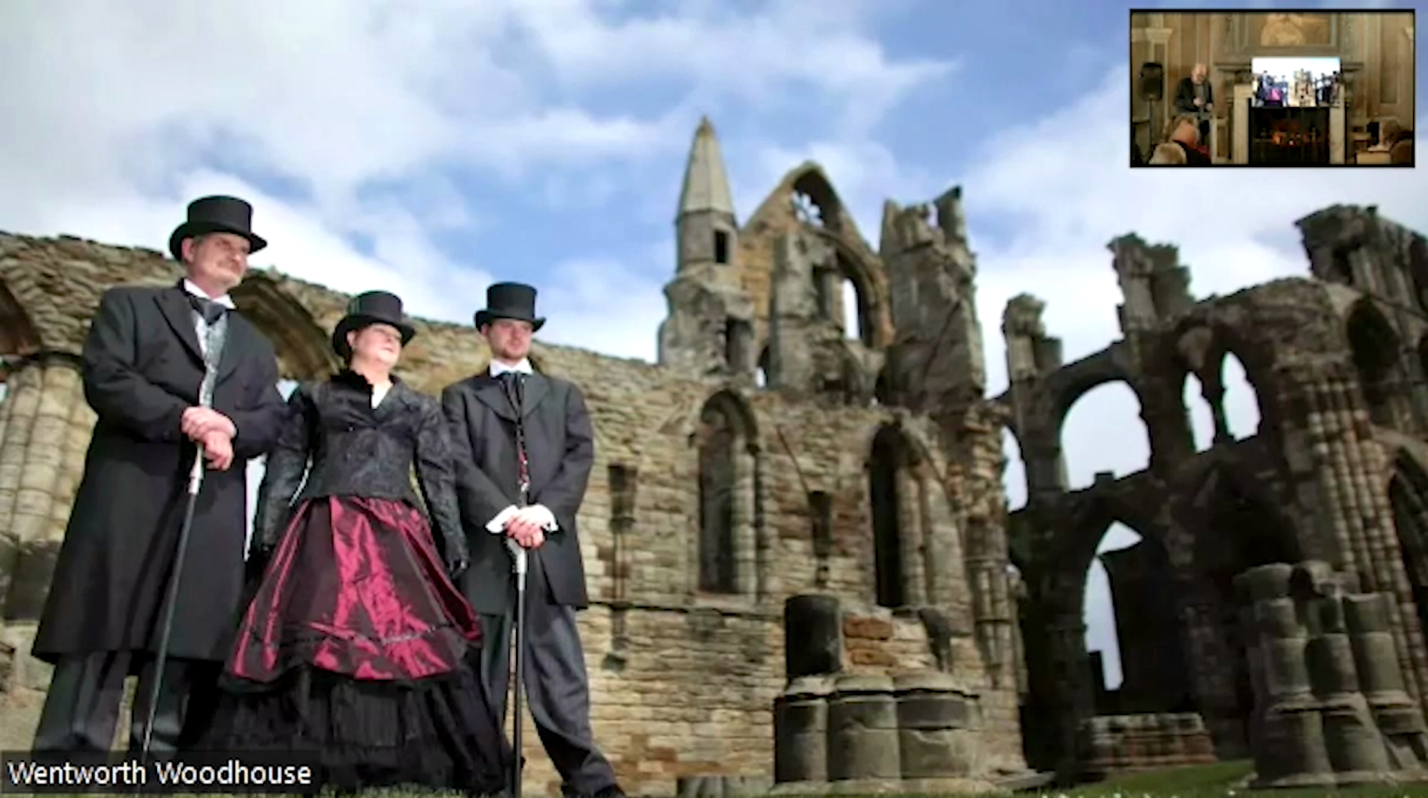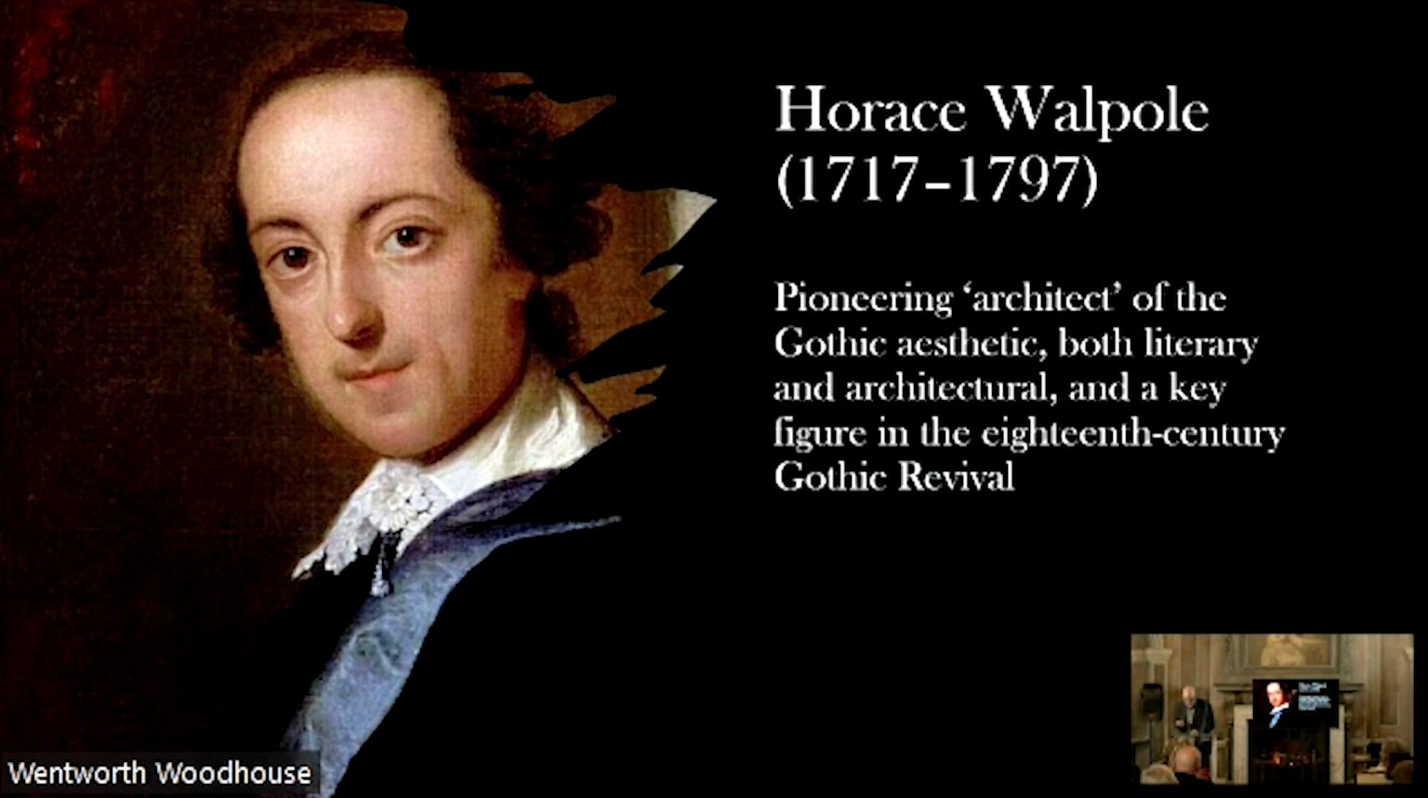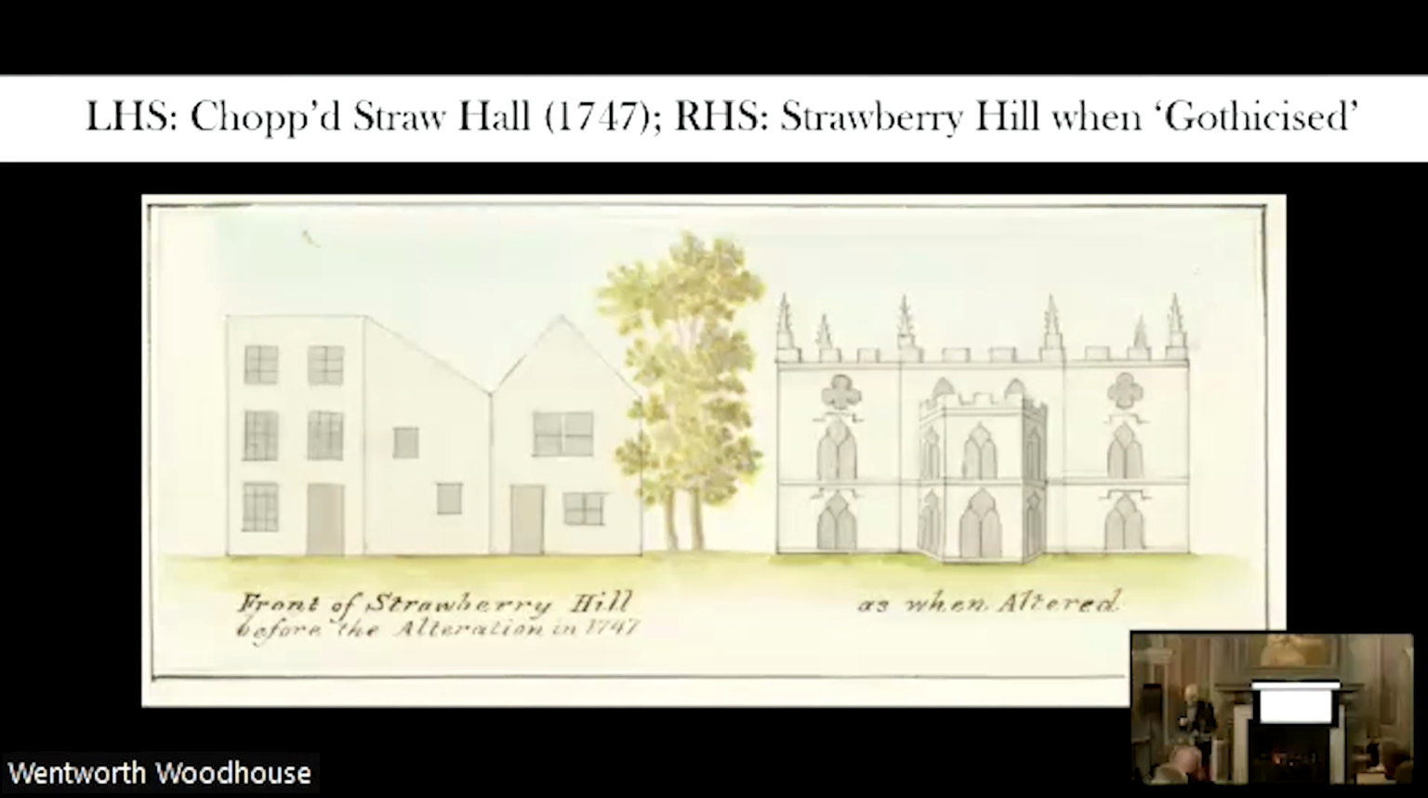So to go back to the 18th century, an account of the relationship between Gothic fiction and Gothic architecture must surely commence with the figure of Horace Walpole, the very celebrated author of the first Gothic romance and a pioneer in the revival of interest in Gothic architectural forms in the mid to late 18th century. So, 1747, a very young 30-year-old Horace Walpole, who is the youngest son of the Whig Prime Minister Sir Robert Walpole, took out a lease on Chopped Straw Hall in Twickenham, on the north bank of the Thames.